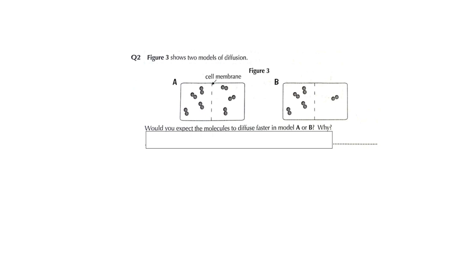Figure 3 shows two models of diffusion. Would you expect the molecule to diffuse faster in A or B? The answer is B, because you have a steeper concentration gradient.